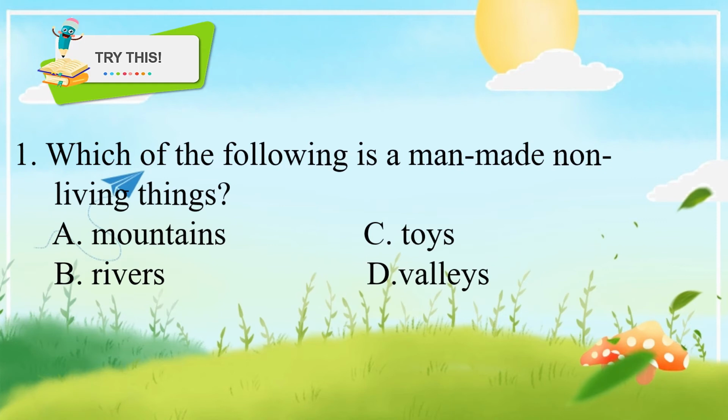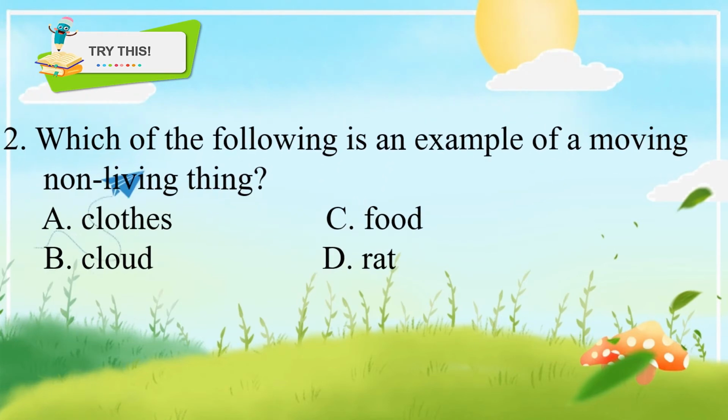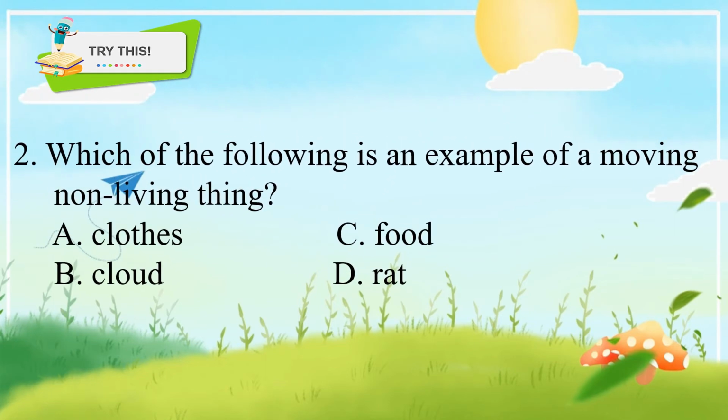Number 1. Which of the following is a man-made non-living thing? A. Mountains, B. Rivers, C. Toys, D. Valleys. Number 2. Which of the following is an example of a moving non-living thing? A. Clothes, B. Cloud, C. Food, D. Rat.